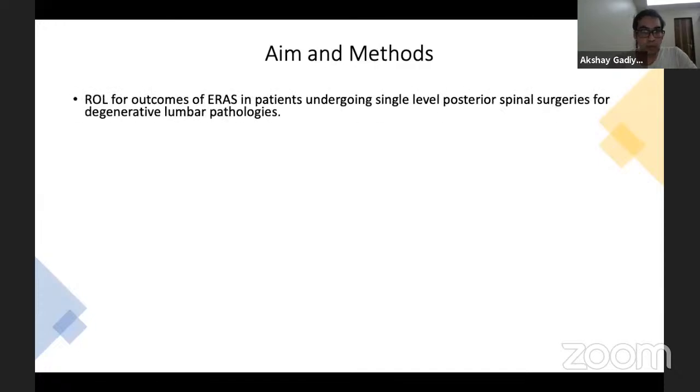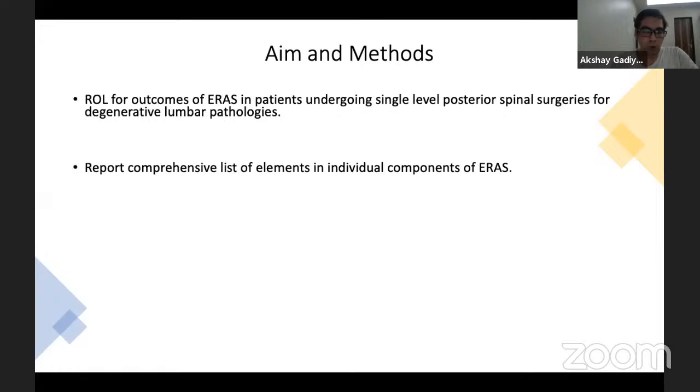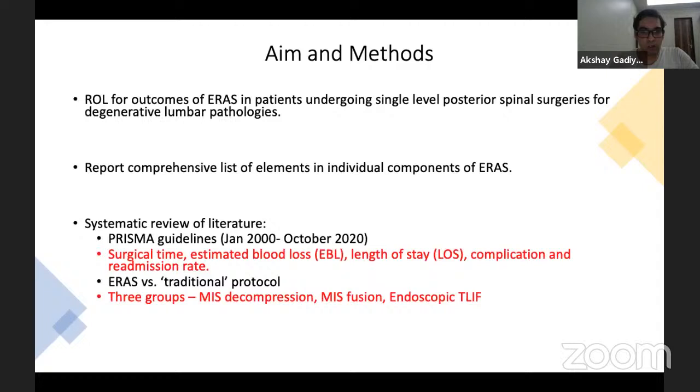And we did a review for finding the role of ERAS in patients undergoing single level posterior spinal surgeries for degenerative lumbar pathologies. And we also intended to report on the comprehensive list of elements and individual components of ERAS. So this was a systematic review, conducted using PRISMA guidelines. Literature was reviewed between January 2000 and October 2020. We used outcome measures such as surgical time, estimated blood loss, length of stay, complication and readmission rates.